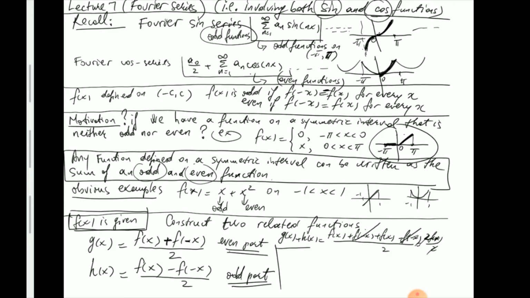And notice that g is even. If I replace x with minus x in g of x, that's going to be f of minus x plus f of minus minus x over 2. But that's just the same thing.